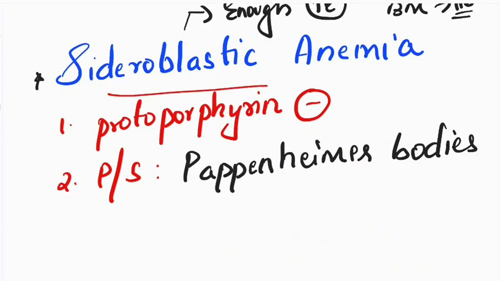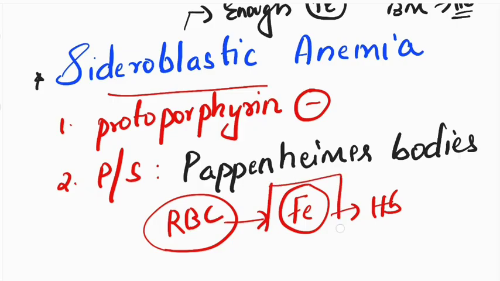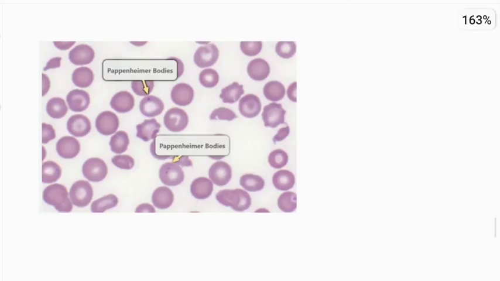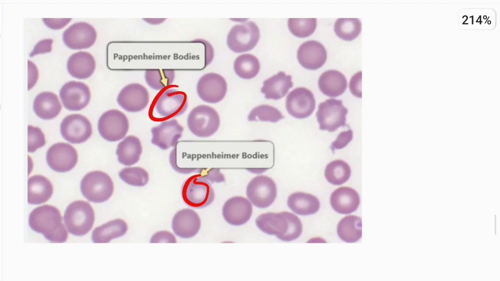Sideroblastic anemia. What happens is the patient gets anemia because the precursor RBCs cannot utilize the iron that is already present in the body to form hemoglobin. So in such people, the iron is there in the body, but RBCs cannot utilize that iron to make hemoglobin. So in sideroblastic anemia, you have to remember that these are RBCs, right?